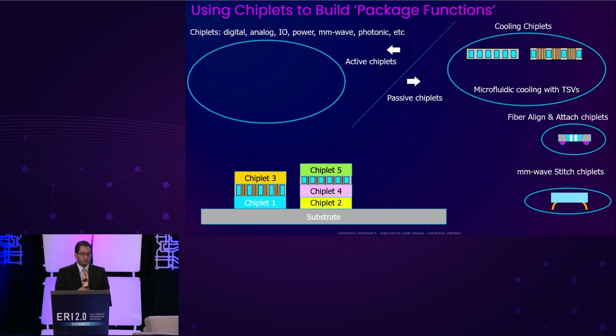Beyond cooling, at Georgia Tech, we're developing other chiplet technologies to provide other important package functions, including in photonic and millimeter wave. We have developed at Georgia Tech chiplets that mechanically self-align to each other in order to enable very efficient optical fiber attachment and alignment. Recent work demonstrates that chiplets can self-align with each other within 250 nanometers.